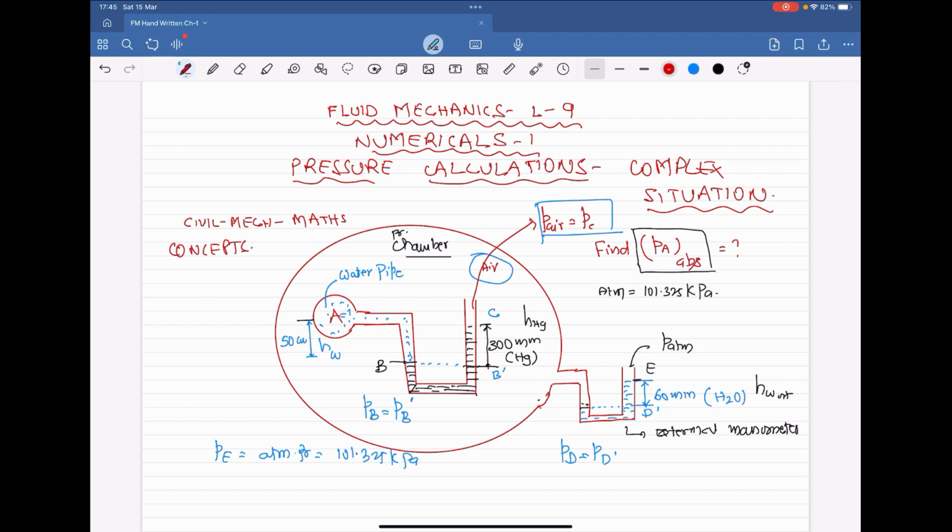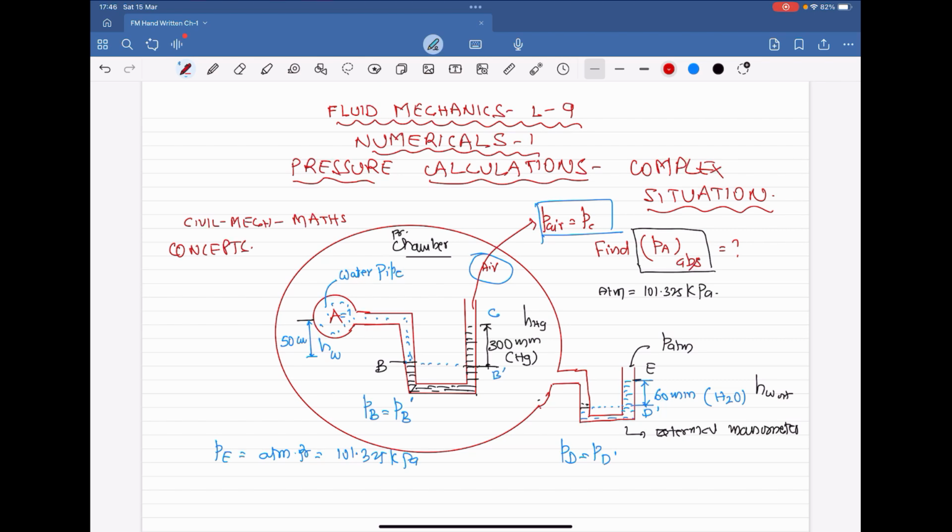Now, as pressure and velocity are very important in understanding fluid mechanics basics, let me start with some numericals on pressure. Till now you understood only the formula and the concepts, but if you do the numerical problems, then your concepts will be further cleared, and this problem is shown on your screen. This is lecture number 9 in fluid mechanics, numericals 1, pressure calculations.